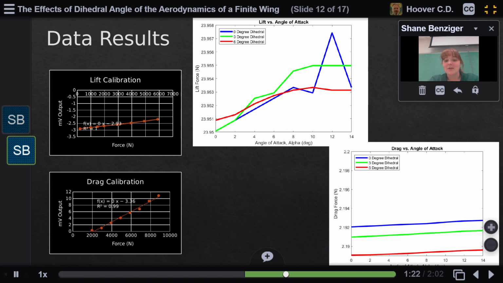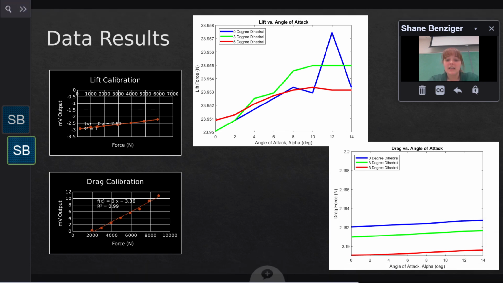Once we collected our data, we noticed a strange spike in the lift figure, the white figure at the top. The 0-degree dihedral model has a strange spike in the lift data at 12 degrees. This would suggest a premature stall. So we retested and found the same strange spike again. Otherwise, our data follows the expected results from aerodynamic theory.